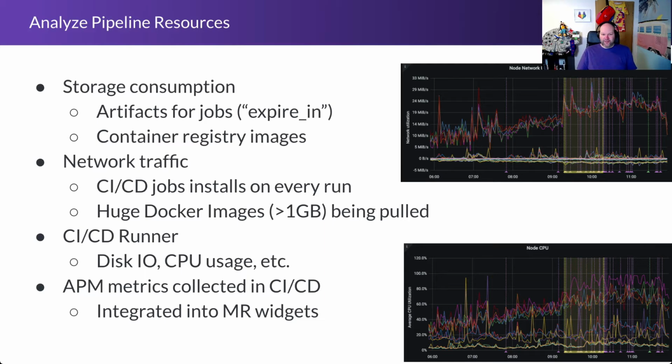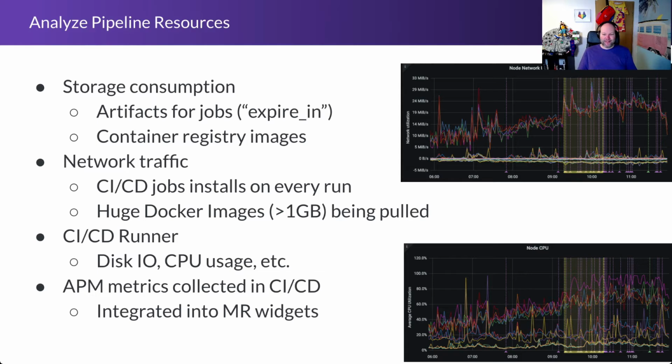The container registry images normally consume lots of space, depending on how big or small they are created. Network traffic comes into play. So the CI/CD jobs install software on every run. This is being pulled, similar to huge Docker images being pulled, which generates lots of network traffic. The other thing is, if you're having an external CI/CD runner, which is running in your EC2 instance, for example, disk I/O, CPU usage, basic Linux, Windows, Mac OS host monitoring.